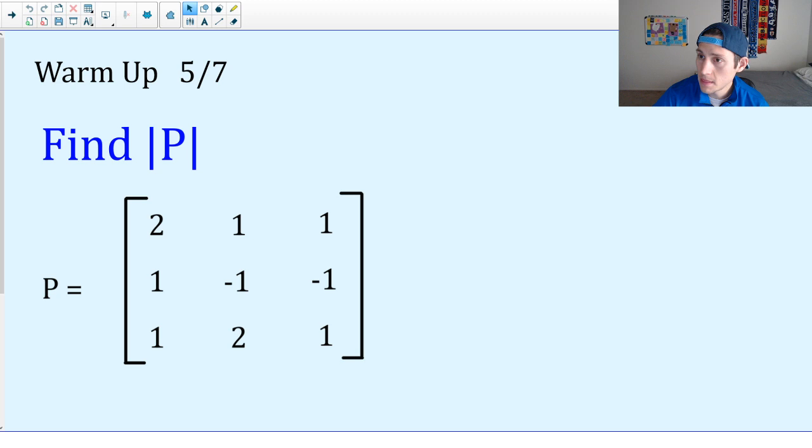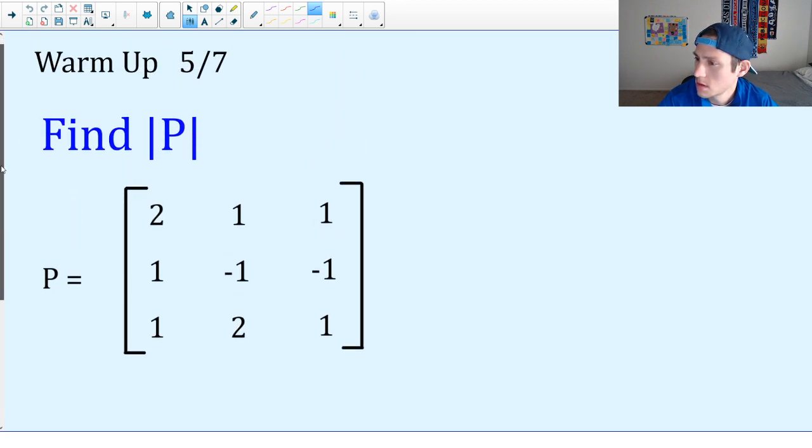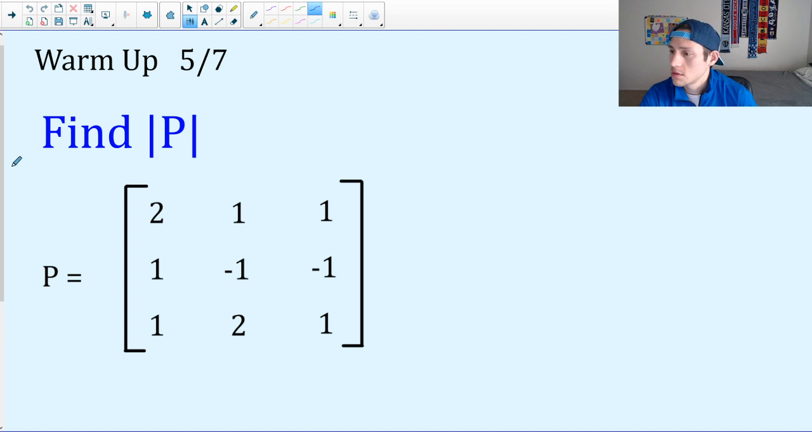Okay. So, let's go ahead and get started here. One of our last lessons for the year. So, for our warm-up, find the determinant of P.